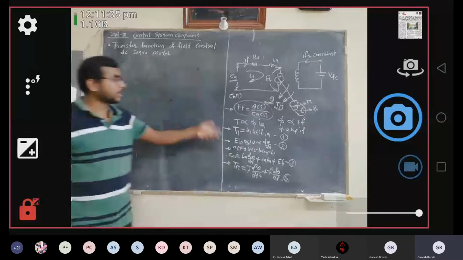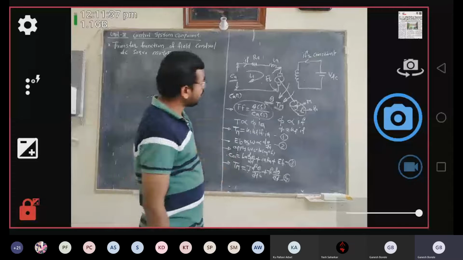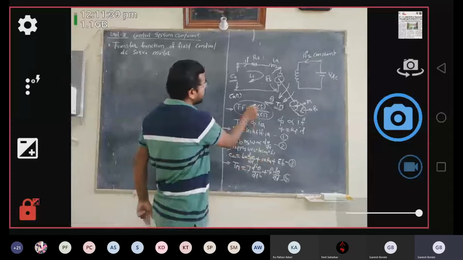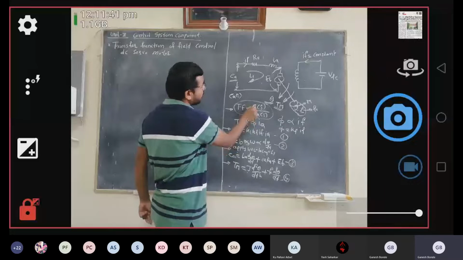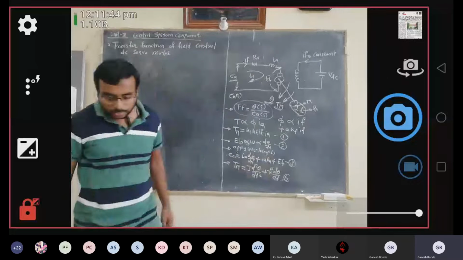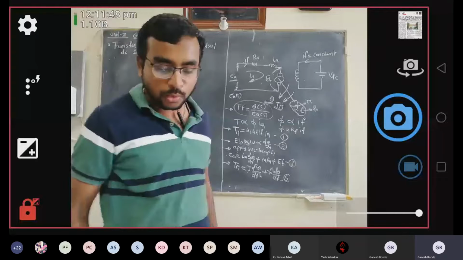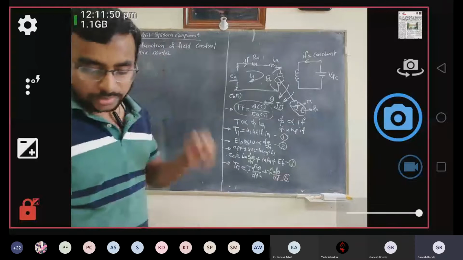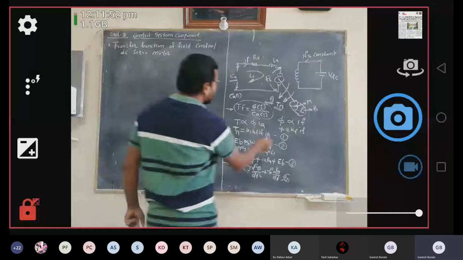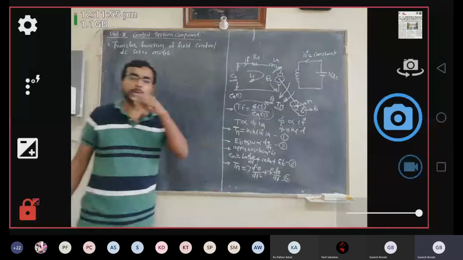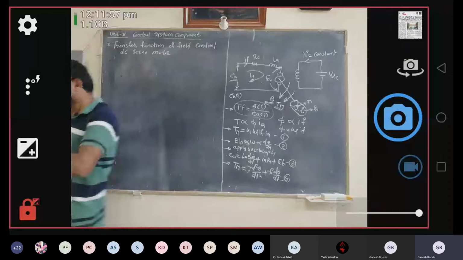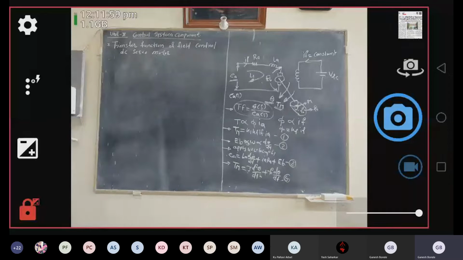So you just take the Laplace transform of all those equations and rearrange them and determine the relation between theta of s and EA of s. That will give you the transfer function of armature control DC servo motor. Also, we have developed the block diagram of armature control DC servo motor. And from the block diagram, it is observed that the armature control DC servo motor is an example of closed loop control system.